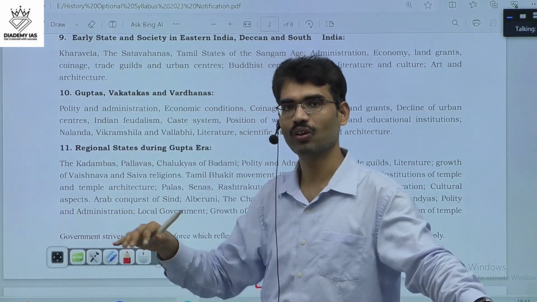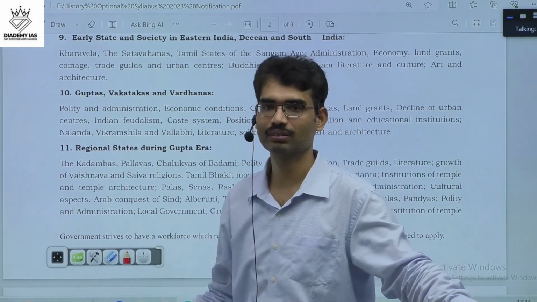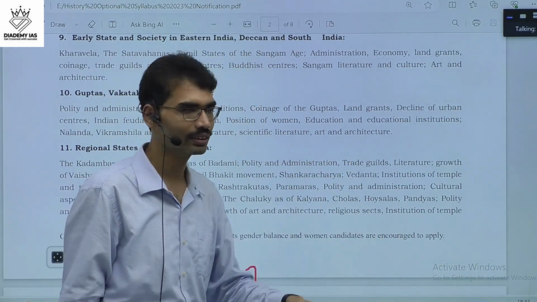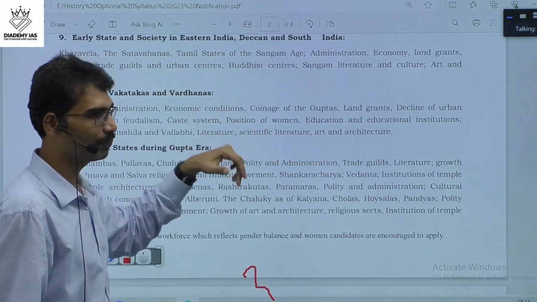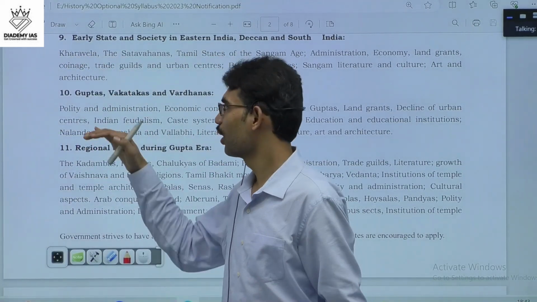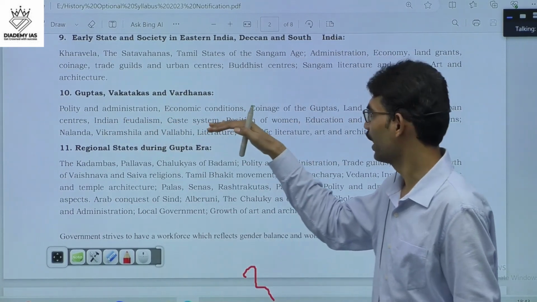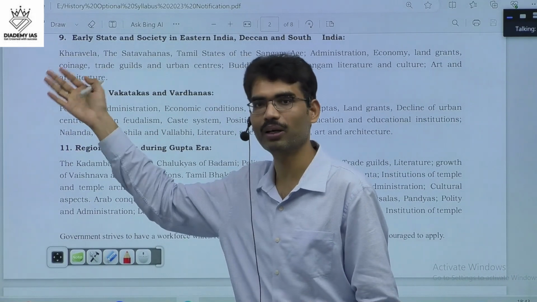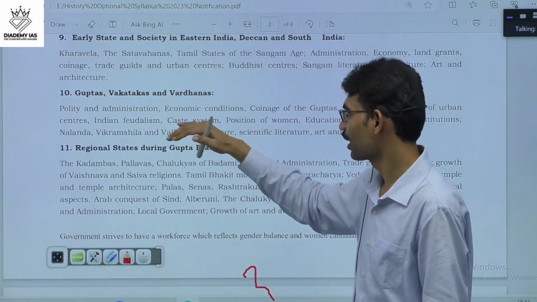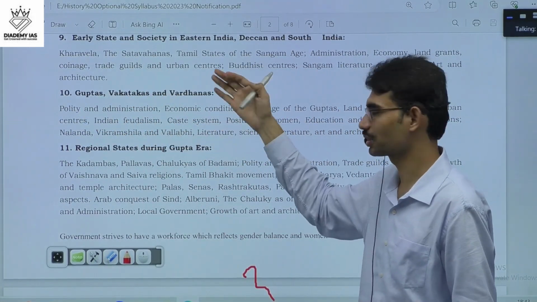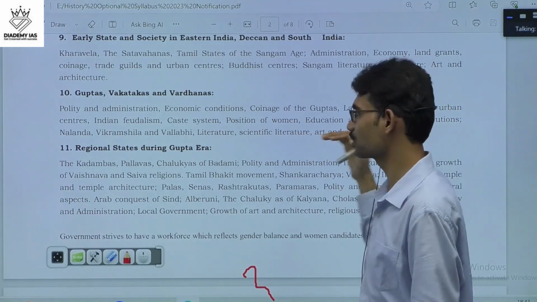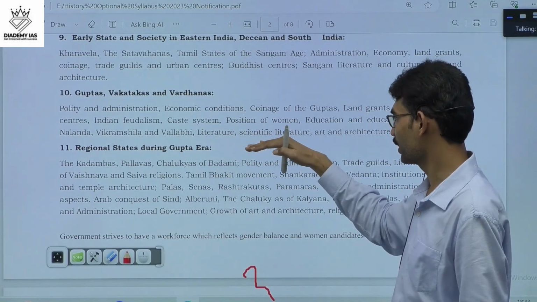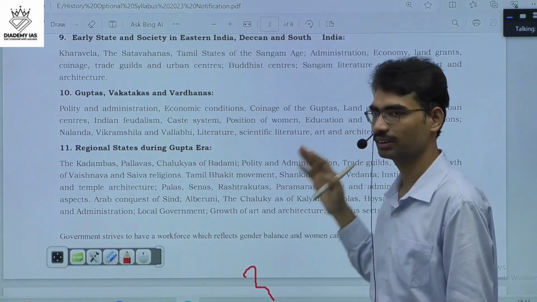Now by this time, you already got what are the elements of this particular time period. Even without looking at the syllabus also, you can say that for this particular Gupta time period, what we have to study is polity, administration, economy, coinage of Guptas, land grants, decline of urban centers, all were part of economy, feudalism, then caste system, position of women, society, education, educational institution, and different examples, literature, art and culture, science, literature, art and architecture.